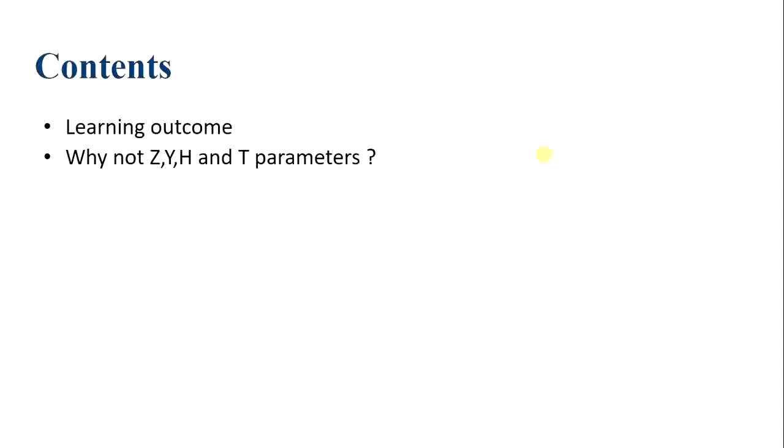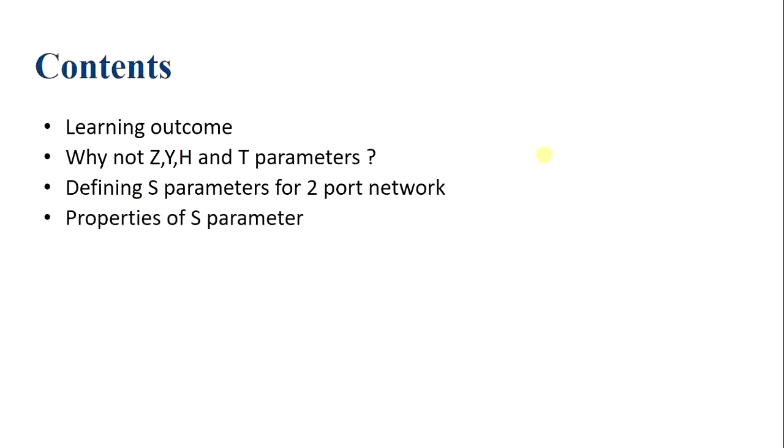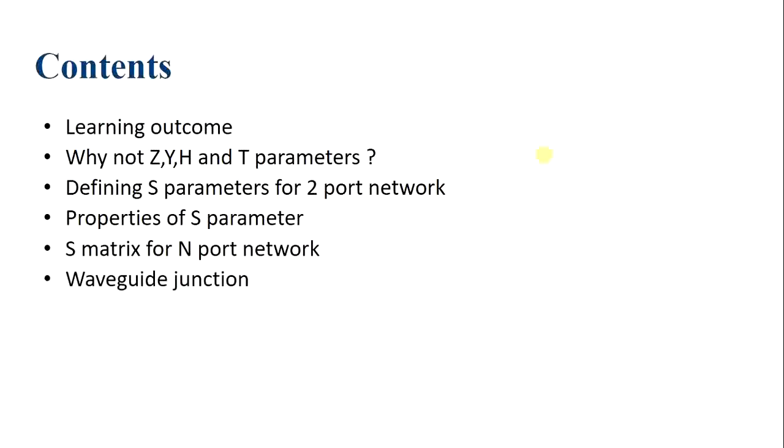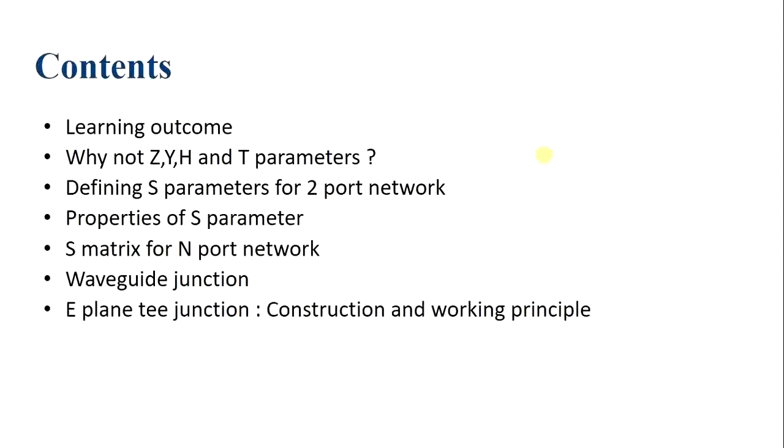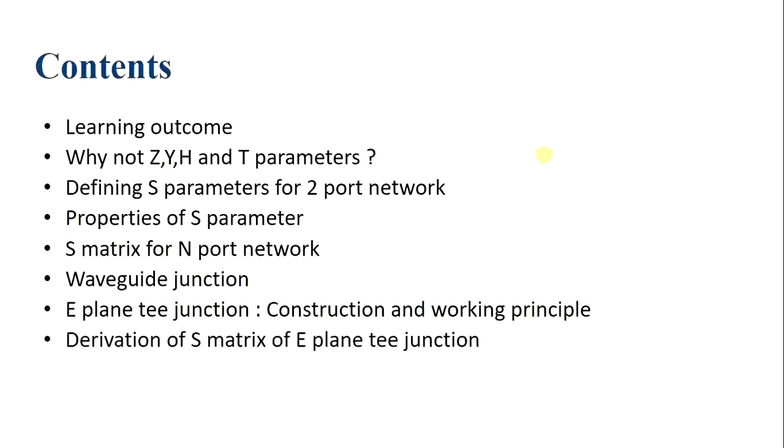So let's move to the content that will be covered in today's lecture, that is the learning outcome. Why we do not prefer the Z, Y, H and T parameters in microwave devices. We will define S parameters for a two-port network. We will see the properties of S parameters. Then we will see the S matrix for N-port network. Then we will see what is a waveguide junction, and then we will start with the E-plane T junction.